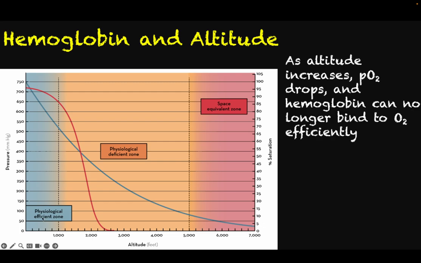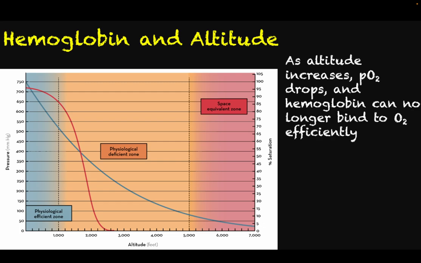So what you can see here is that in the physiological efficient zone, which exists below 10,000 feet, I think the axis here is mislabeled. I think this should be 10,000, 20,000, 30,000, and so on instead of 1,000, 2,000, and so on. But I think you guys are smart enough to figure that out. So in the physiological efficient zone, which is 10,000 feet and below, you can see that hemoglobin does a pretty good job of binding the oxygen up here. You get between 95 and 85% saturation of oxygen, which should be good enough to support the metabolic activities of your cells.